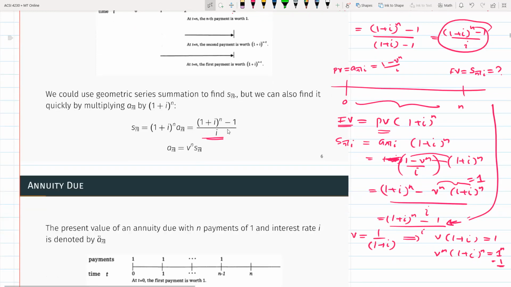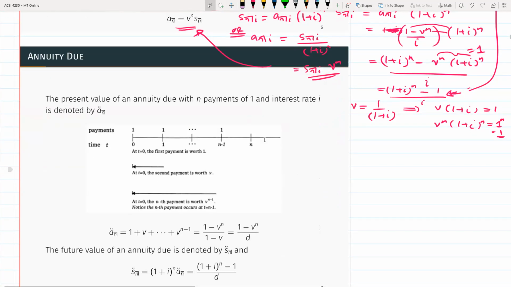So because of that, one can write, if you look at this, s_n equals a_n times (1 + i)^n, or the second way, a_n equals s_n divided by (1 + i)^n. 1 over (1 + i) is v, so I can write s_n times v^n. Okay, that's the formula here.